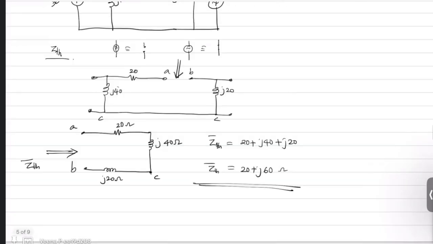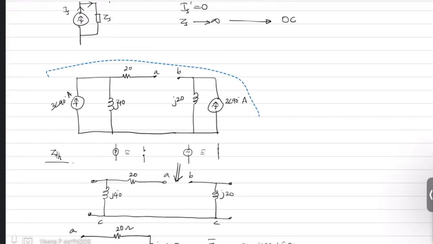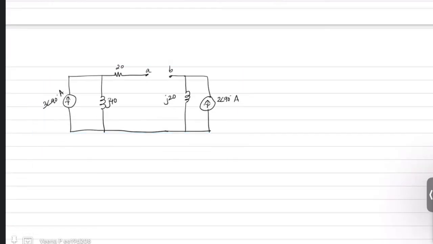Thevenin equivalent voltage is nothing but the open circuit voltage seen across those points. You don't have to replace it with anything. The same circuit you have to retain, and you just see what is the open circuit voltage appearing across it. So this is your V Thevenin. V Thevenin is nothing but VAB.